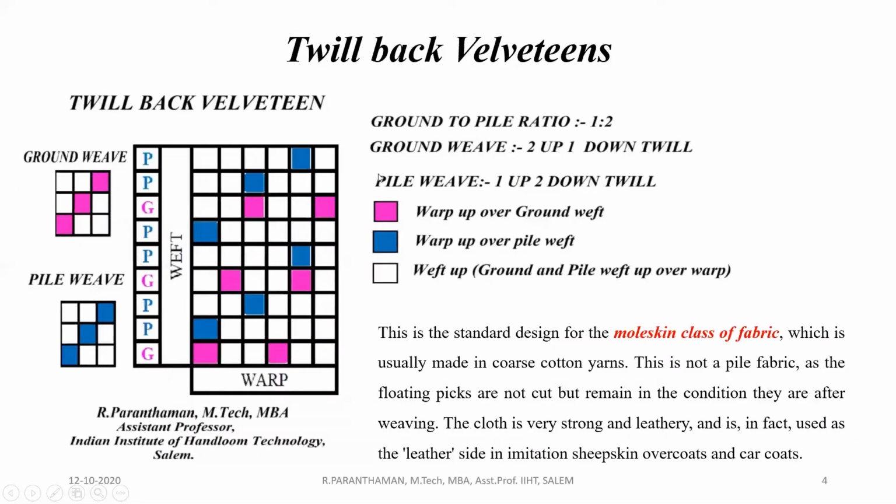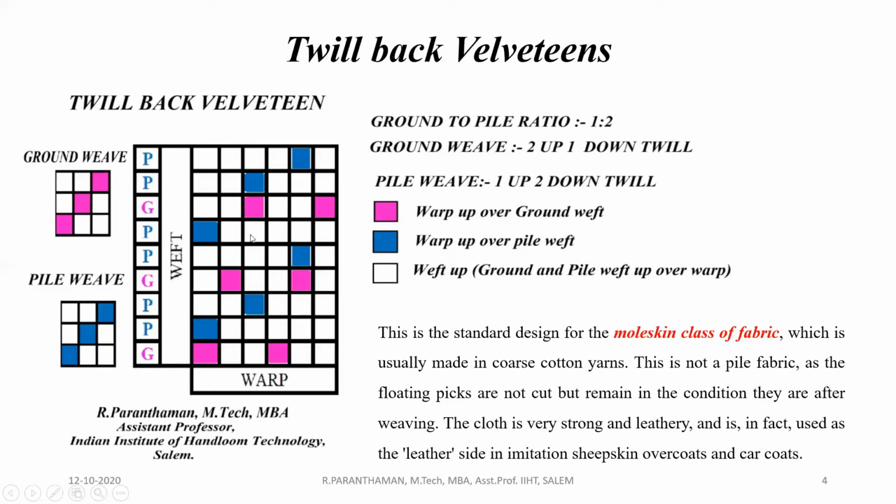The tool back velveteen. So this is the first design which is discussed in the videos. See the design. Ground weave 1 up 2 down twill, pile weave 1 up 2 down twill. So mark the ground weave on the ground weft with the warp. So it's a 1 up, 2 down twill, and it is repeated again. Because here we are marking the pile threads in the alternate ends. That's why the ground weave is repeating again.